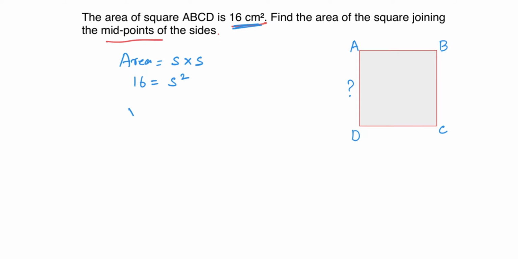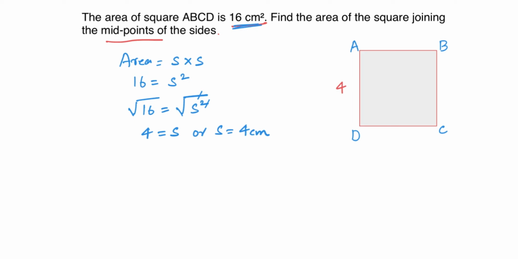We have to find the value of s. So we'll take a square root on both sides because the square needs to be removed. Square root and square are inverse operations, so square and square root will get cancelled. Square root of 16 is 4. So 4 is equal to side, or side is equal to 4, and the unit will be centimeter. So we got the side, which is 4 centimeters.